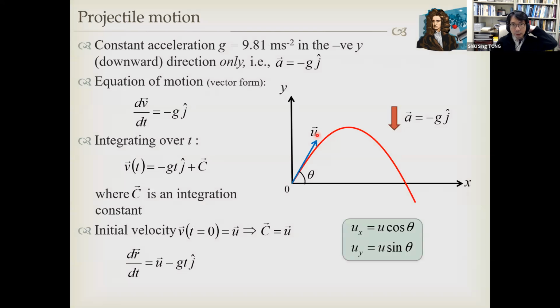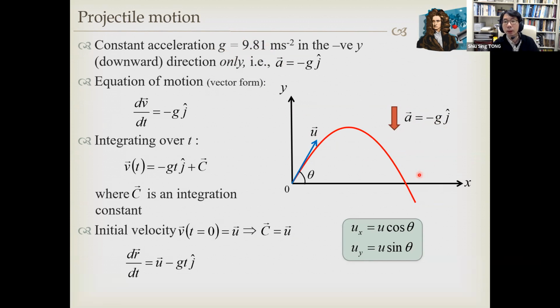Now, let us use what we learned to solve a 2D problem, and that's a projectile motion. This is the setting of a projectile motion. I've shown you before. The only acceleration is the downward gravity. So I denote it by minus gj in this coordinate system. j is the vertical axis, so the direction is downward, so the direction of the acceleration is minus j. The magnitude of the acceleration is g equal to 9.81 meters per second squared.